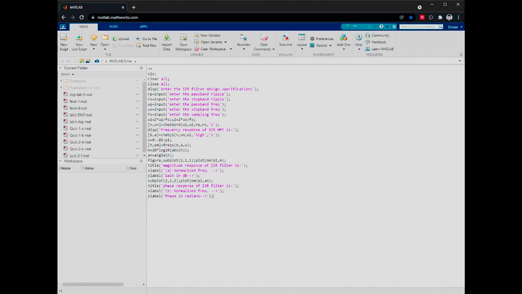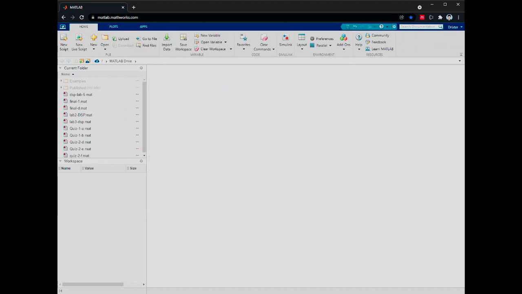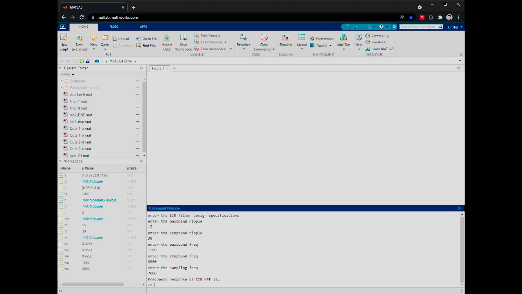Next, we will implement the passband ripple, so we will put 15. For the stopband ripple it is 30, the passband frequency is 1,500, the stopband frequency is 3,000, and for the sampling rate we will use 7,000. It will be just the same as the lab experiment, to better see the difference between them.